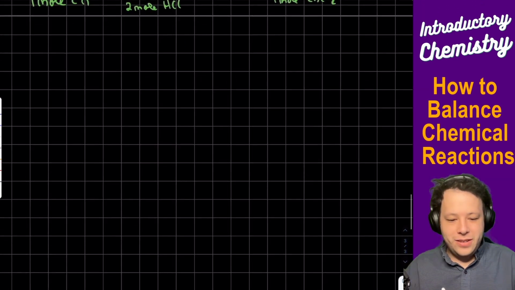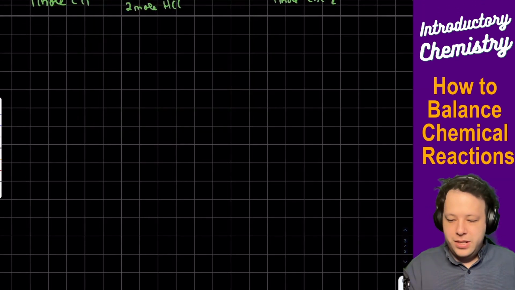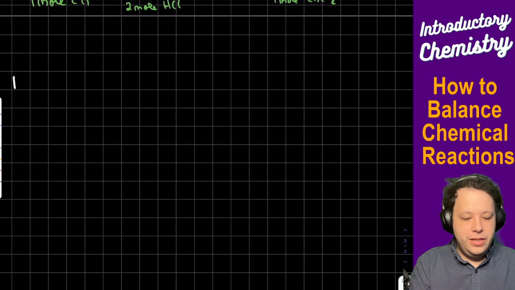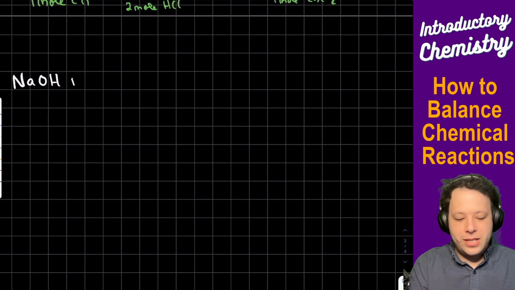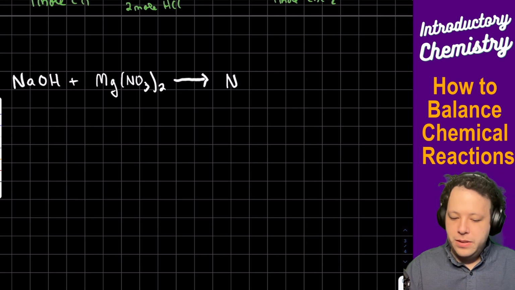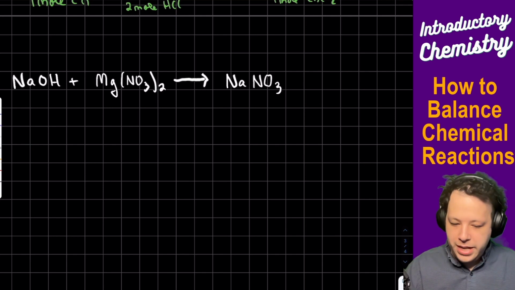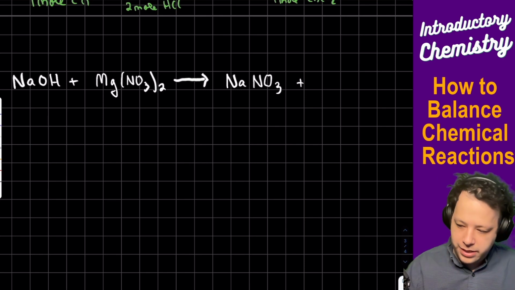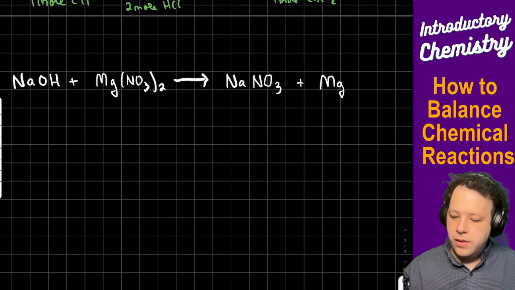Okay, let's do another. Let's do 2 little harder ones. So if I have sodium hydroxide reacting with magnesium nitrate, and that is creating sodium nitrate and magnesium oxide. Okay, so we have this problem.